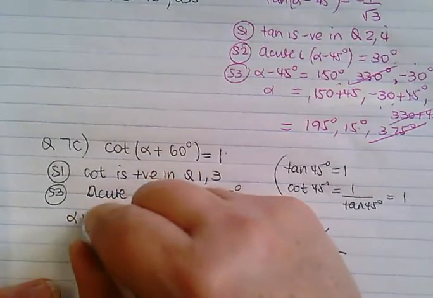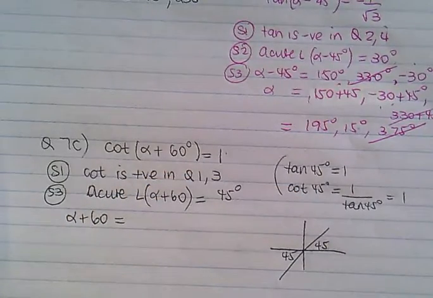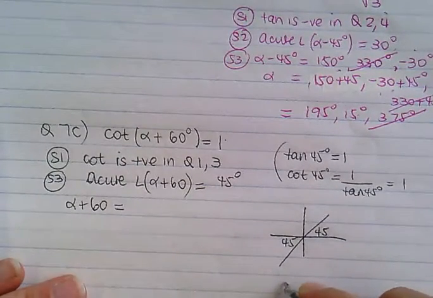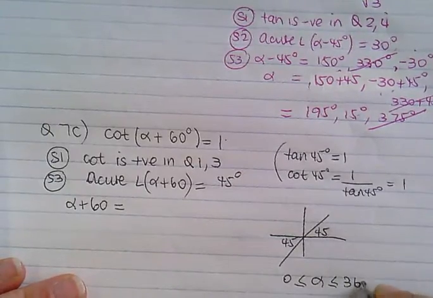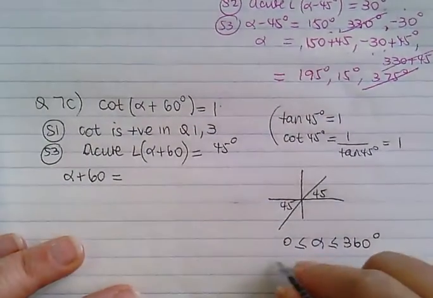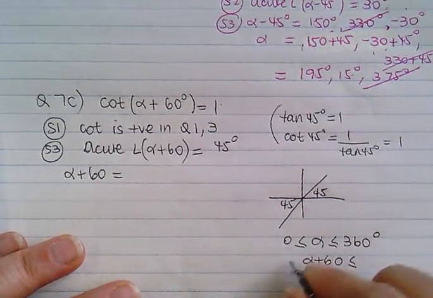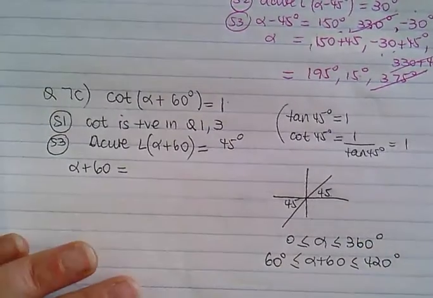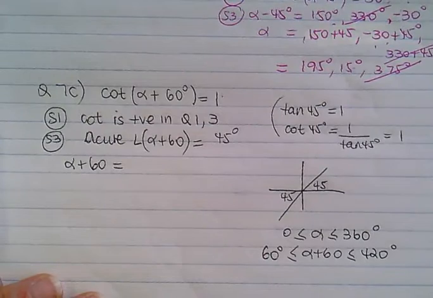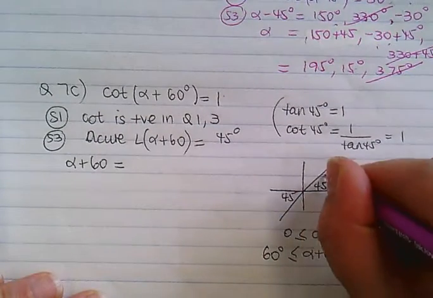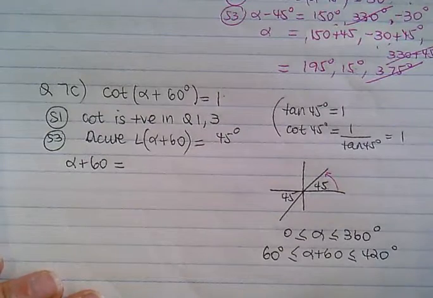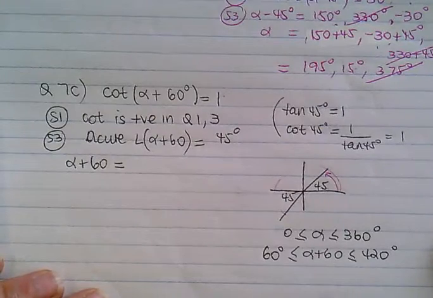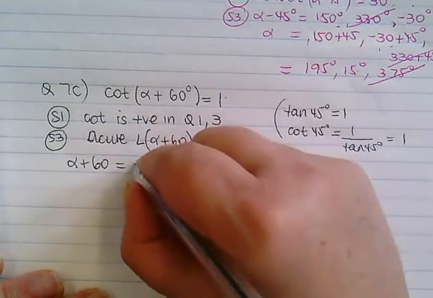So therefore, alpha plus 60, now just got to be careful here. What's the alpha plus 60 then? Oh, what haven't I done? So 0 less than or equal to alpha less than or equal to 360. What have I got? Alpha plus 60 goes from which values? 60 to 420. Okay, let's start listing out our solutions. Oh, the first one's 45. Is that in or out? It's out. So the next one is, what's the next one? 180 plus 45, 225.